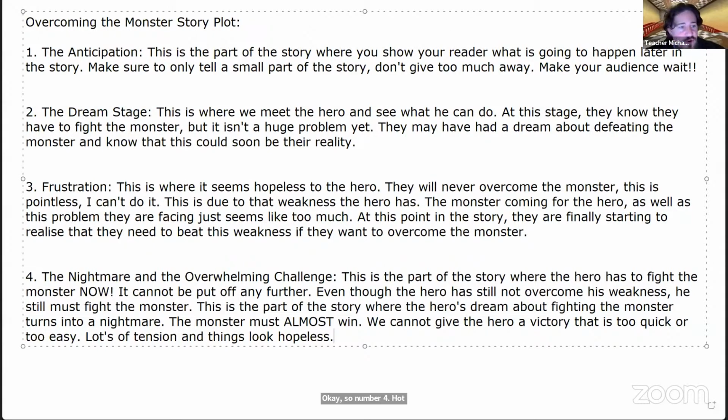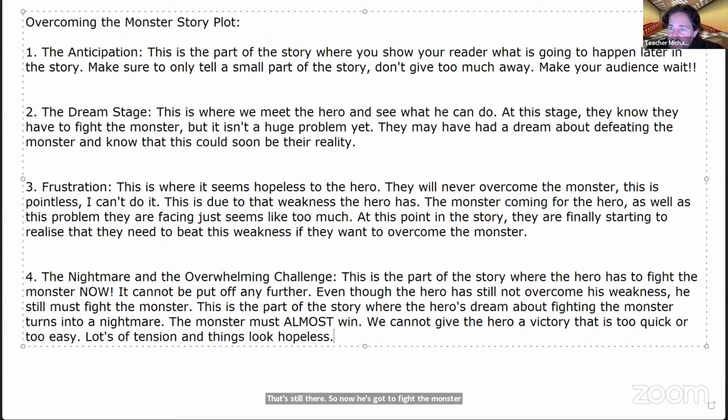Part number 4 of this story is called The Nightmare and the Overwhelming Challenge. So in this part of the story, this is where the hero has to fight the monster now. It can't be put off any further. He has to go fight the monster now, even though he's still not overcome his weakness yet. So that weakness that is causing him to struggle to beat this monster, that's still there. So now he's got to fight the monster while dealing with this weakness too.